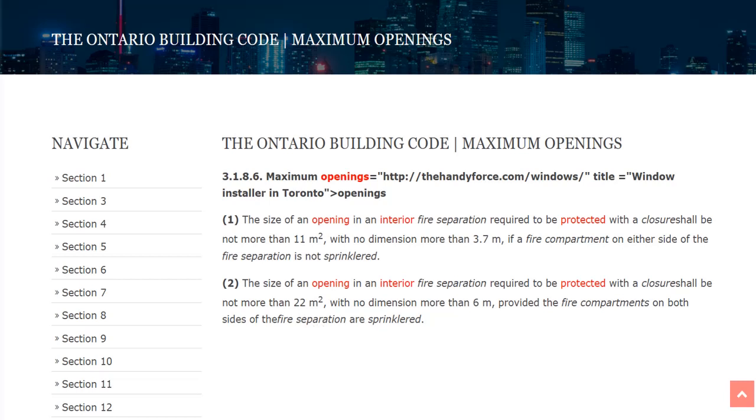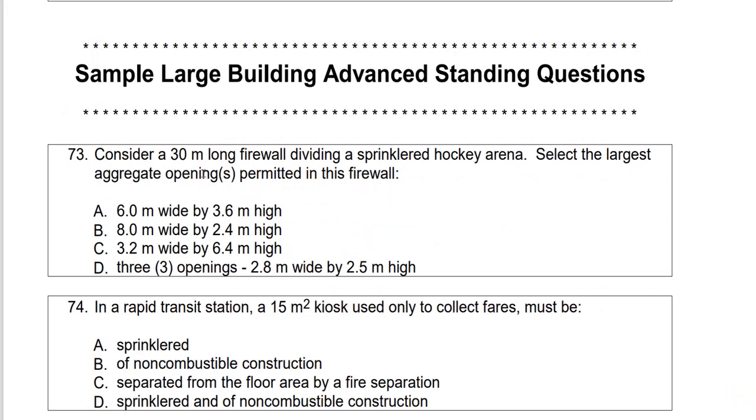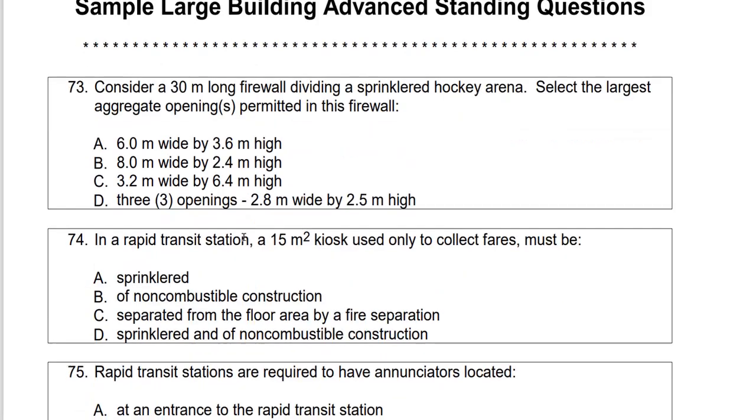So back to our question. Remember, no length shall be more than 6 meters. So B is out, and D. Let's look at A and C, one out of the two. Let's multiply these two numbers. 6.0 times 3.6 is 21.6. 21.6 is closer to 22. So 21.6 square meters is the answer, which would be A.